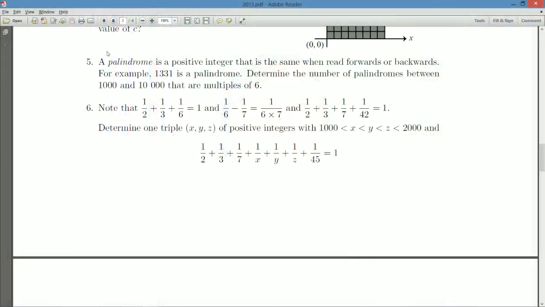So question number 5. A palindrome is a positive integer that is the same when read forwards or backwards. For example, 1331 is a palindrome because 1331 reading forward and 1331 reading backwards. So just like a palindrome as though it were words, like kayak or bob. So determine the number of palindromes between 1,000 and 10,000. So specifically what we're looking for is numerical palindromes of 4 digits. That's what it means.